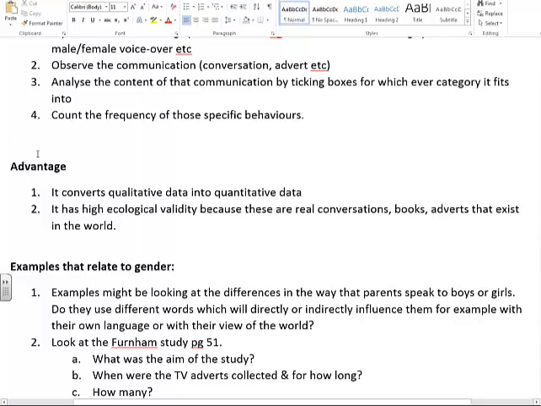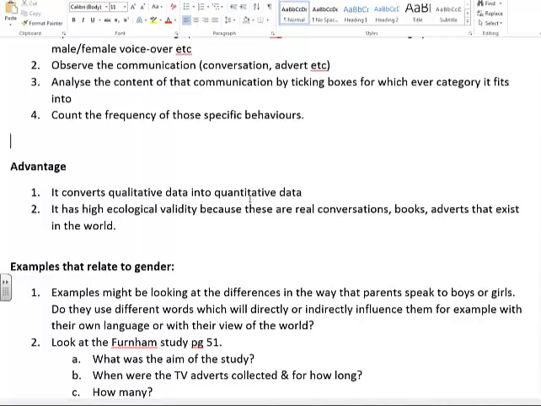Okay, so the advantage here. What's so great about this? Well, first of all, it converts qualitative data into quantitative data. So qualitative data is more in-depth, gives you a better understanding of the material. And quantitative is data that has numbers, basically. All right. So what we're doing here is we're taking something that isn't numerical, like an advert, and we're actually converting it in some way to quantitative. And that can be advantageous because we can have a look and we can make comparisons then with other data.